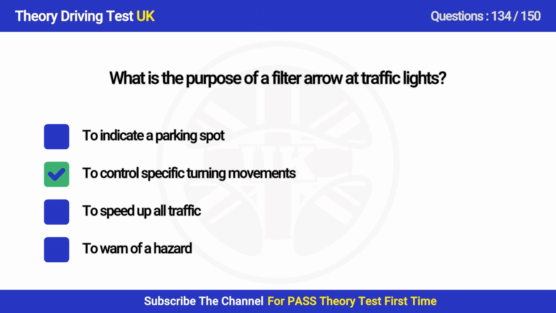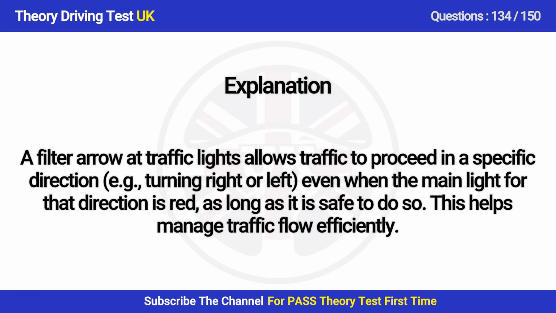Answer is B. To control specific turning movements. A filter arrow at traffic lights allows traffic to proceed in a specific direction, e.g. turning right or left, even when the main light for that direction is red, as long as it is safe to do so. This helps manage traffic flow efficiently.